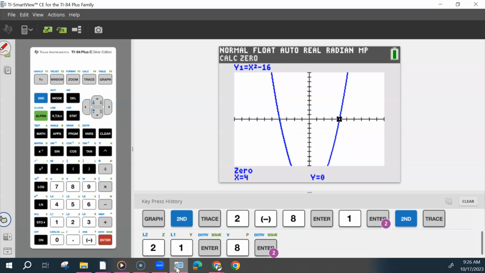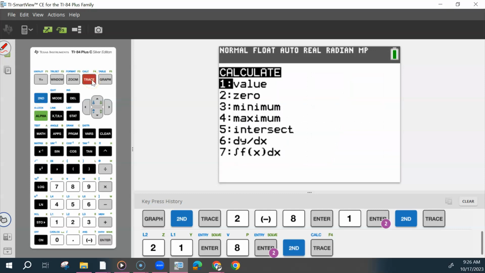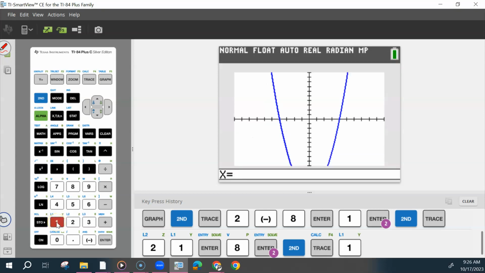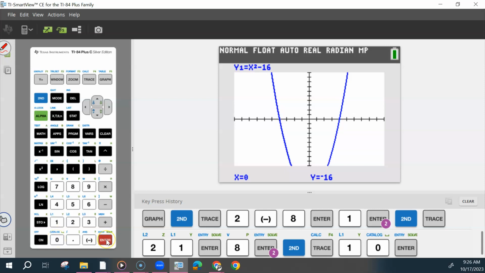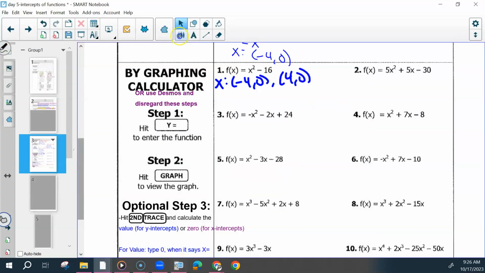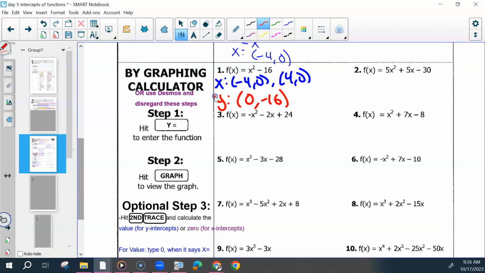Y-intercept is same place, second trace, but instead of 0 now we're going to go into value, so number 1. And you get a screen asking about x equals. If we're looking for a y-intercept, what does x have to be? What value? 0. So we're going to put 0 in here and hit enter. And it's going to tell you what that y-intercept is. You don't see it, it's off the screen, but later it would eventually cross at -16. Questions on how we find the y-intercept in the calculator?